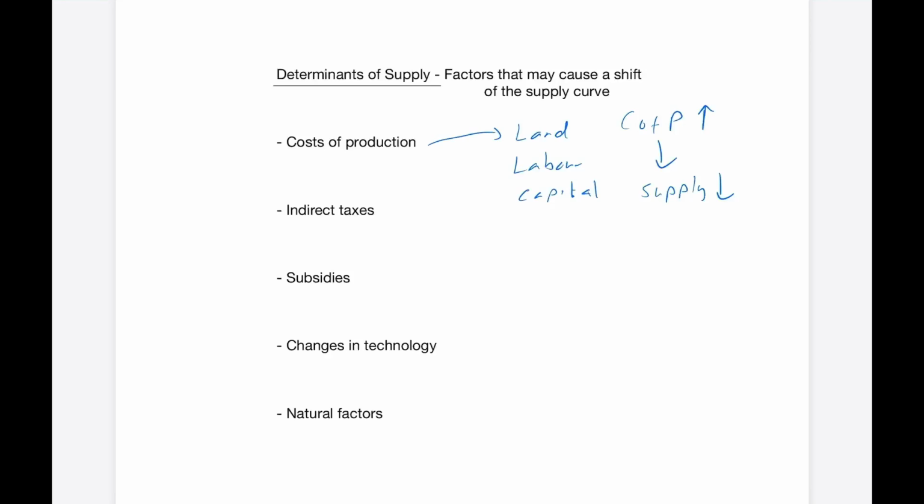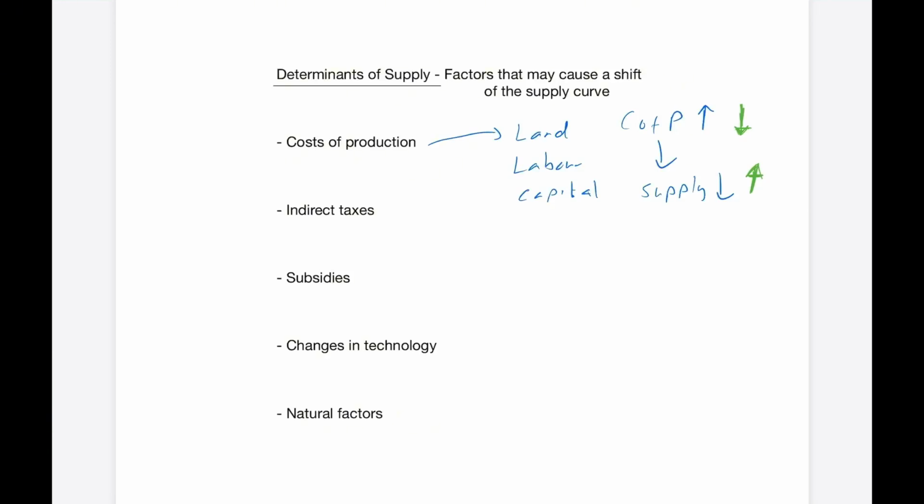However, if the cost of production decreased, okay, if it became less expensive to make a product, as a result, firms are going to be more willing and more able to supply products. So then the supply curve will shift to the right-hand side as a result, okay?